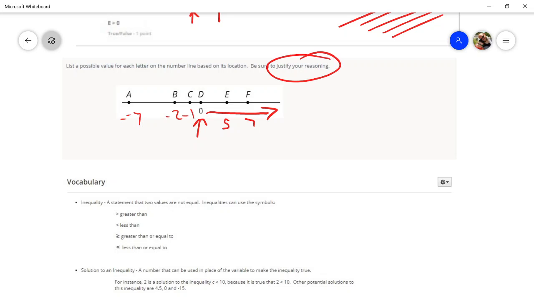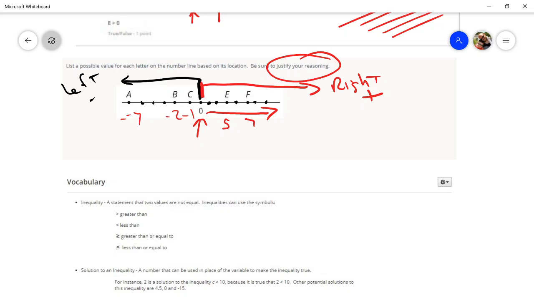So how can I justify my reasoning? Well, anything to the right is going to be positive. Anything to the left is going to be negative. I could add more dots here and try to space them all out evenly, but ultimately, to the left of the 0 is going to be negative. To the right of the 0 is going to be positive. And really, that's the whole point. Okay? All right.